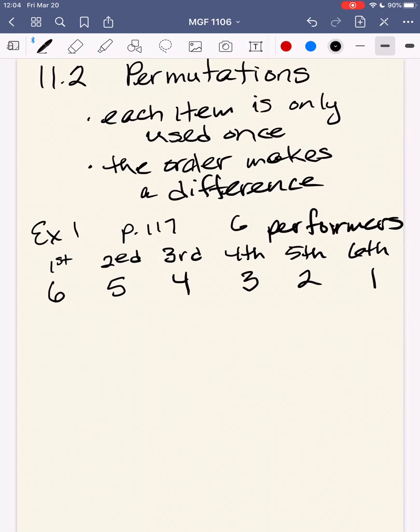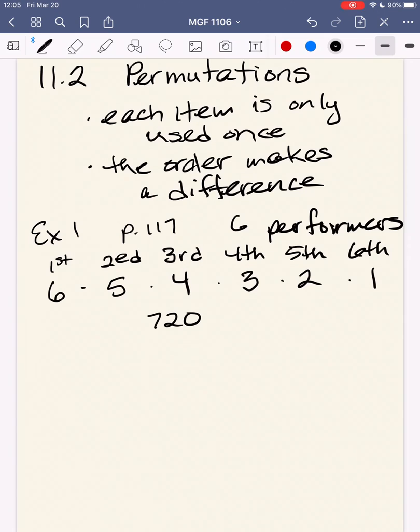And so what we want to do is multiply all these things together. There are 720 different ways we could schedule their performances. So if we have a choice of anybody, all we have to do is pick them, put them in their time slot, and be done. But we have 720 different ways we can do that.